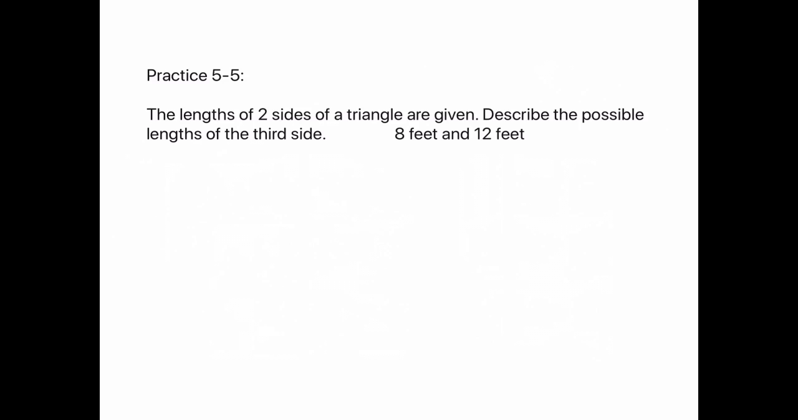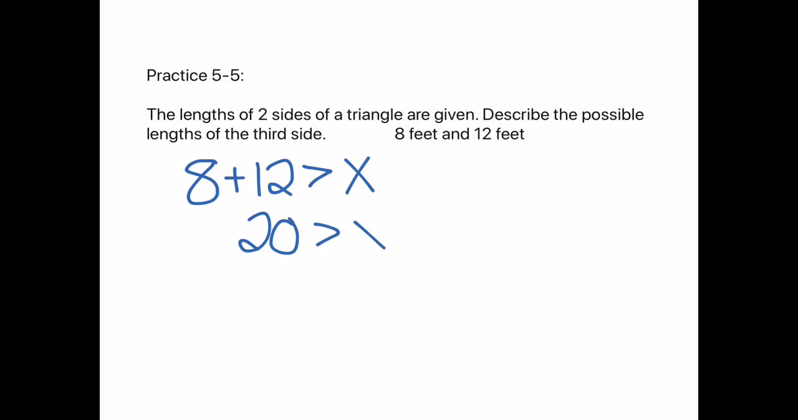And our last one today also comes from our practice. It says the lengths of 2 sides of a triangle are given. Describe the possible lengths of the third side. So we're going to use the triangle inequality theorem here to determine this. So the easiest thing to do is to begin with the 2 lengths that they've given us, and it has to be greater than the length that we don't know, which we'll just call x here. So 8 plus 12 is 20, so our side has to be less than 20. So again, 20 has to be greater than our side, so our side would have to be less than 20.